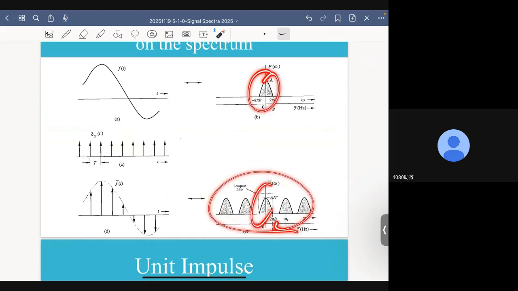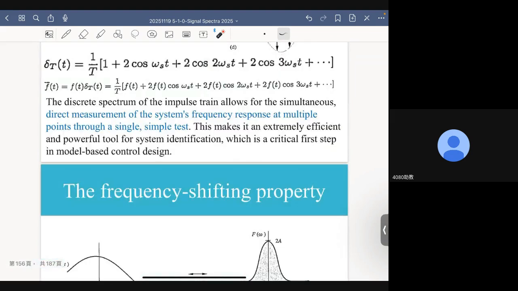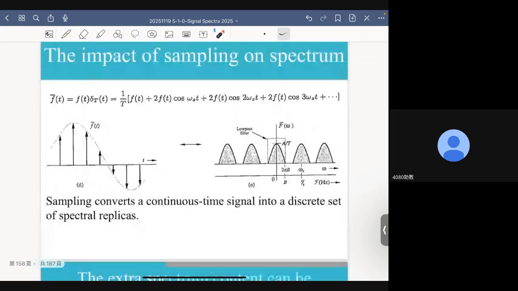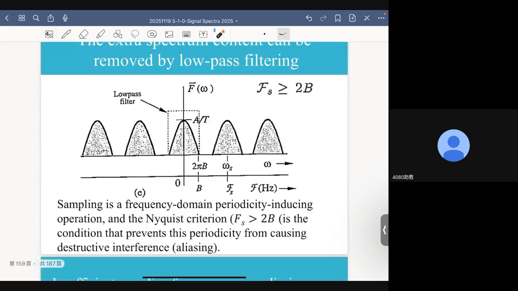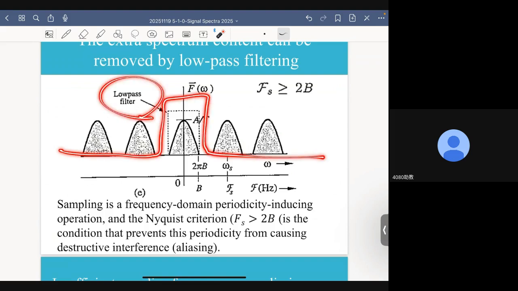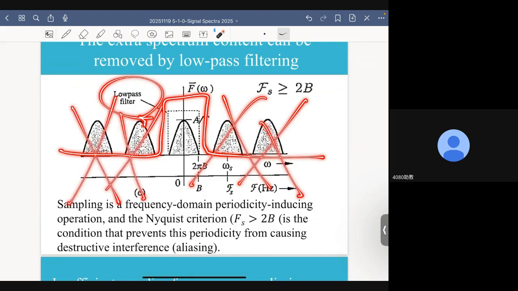It is still there. The only problem is that in addition to the original spectrum, I have some redundant terms. Okay, now how do I deal with those redundant terms? Because they are redundant, I need to remove them. So what I need to do is set up a low pass filter to eliminate those high frequency band replicates of the original spectrum.